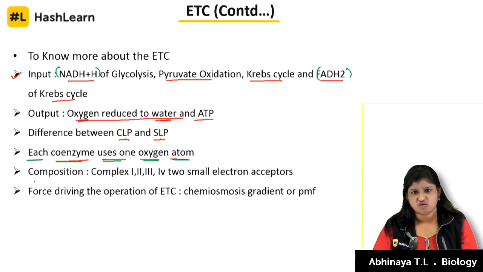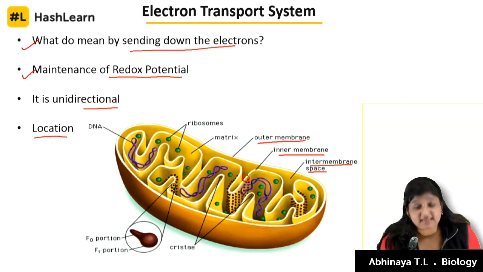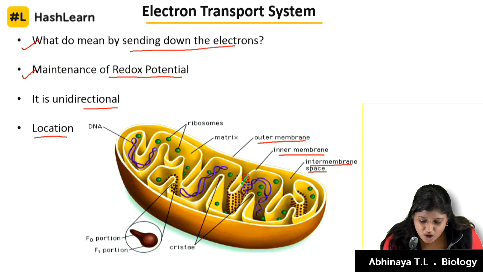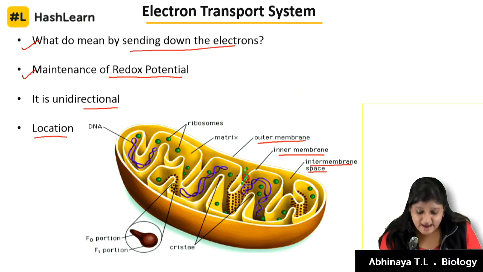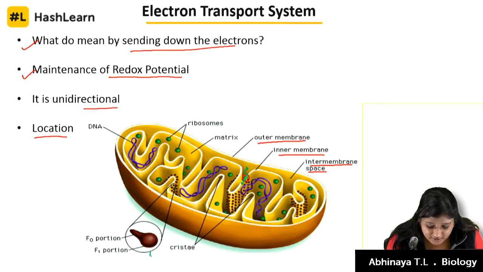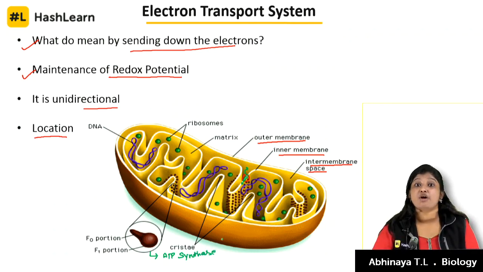Composition of the ETC, I just now showed you the chain, right. There are 4 complexes and 2 small electron carriers. That is what the ETC is completely made up of. This is sitting inside the inner membrane of mitochondria. Whatever protons get released and accumulate in the intermembranal space are going to drive ATP synthesis. You see here we have magnified this. This is ATP synthase. ATP synthesis takes place in this complex, which is called complex 5.